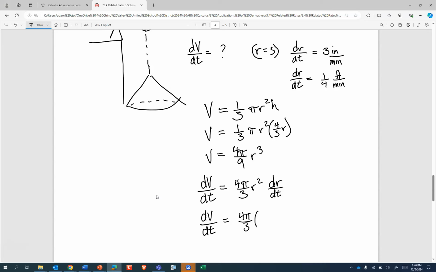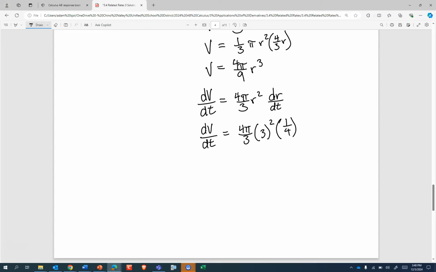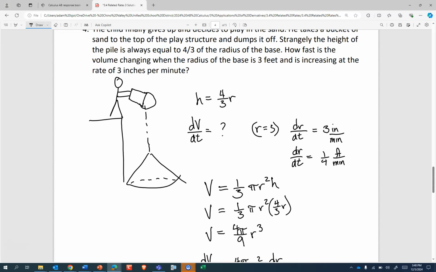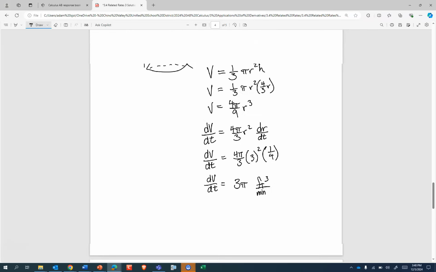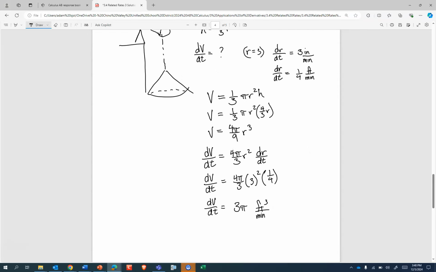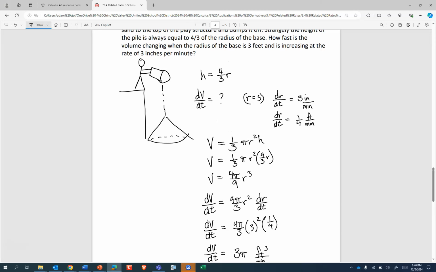4 pi thirds, the radius is 3 feet at the moment in question, and dr/dt is 1/4. So dV/dt is equal to, one of the 3's divides out, the 4 divides out, and that's 3 pi feet cubed. He's dumping a ton of sand. Feet cubed per minute. Is that right? That seems like a really big number. 1/4. Seems right to me. Have a good day.